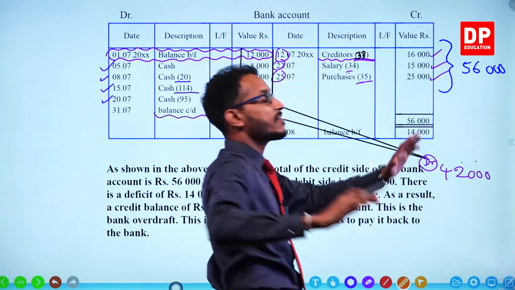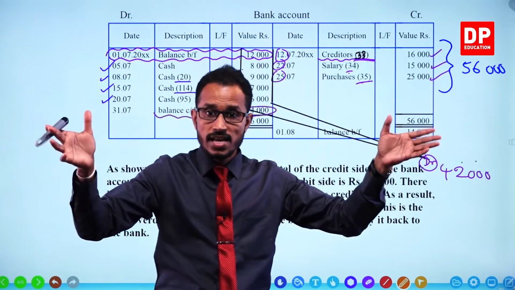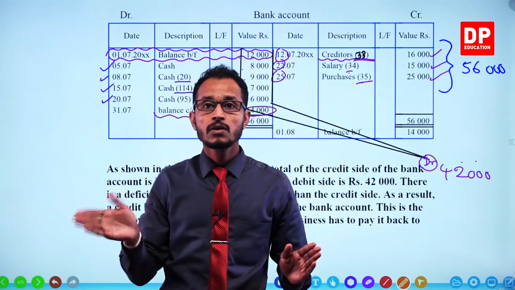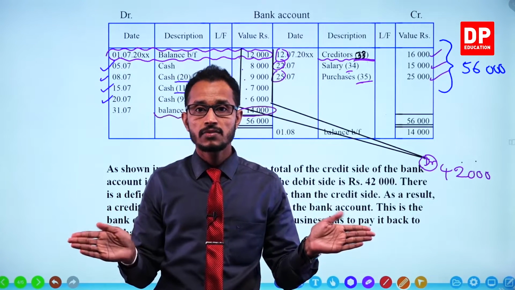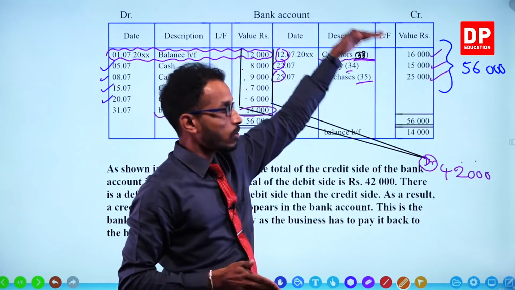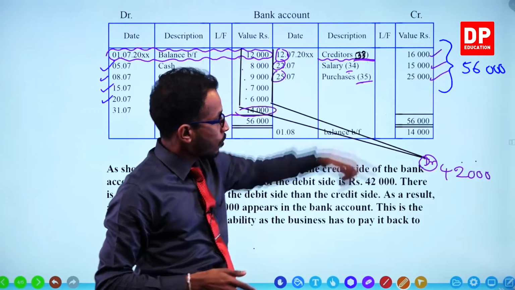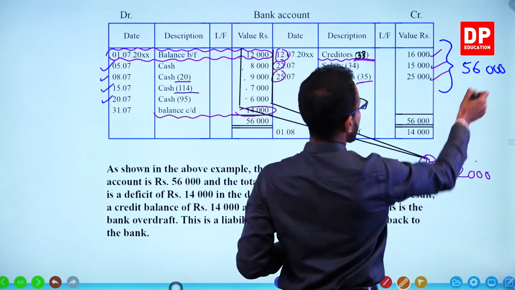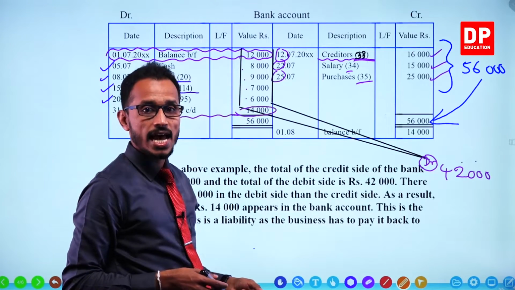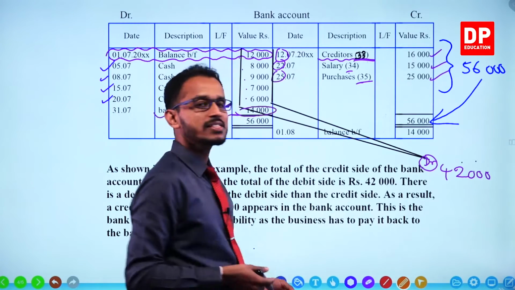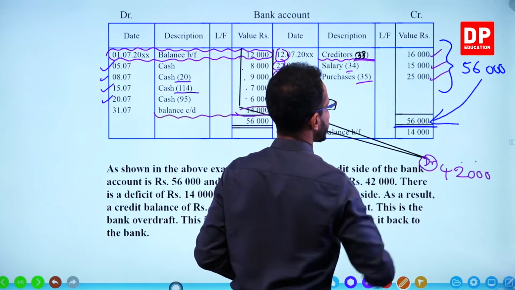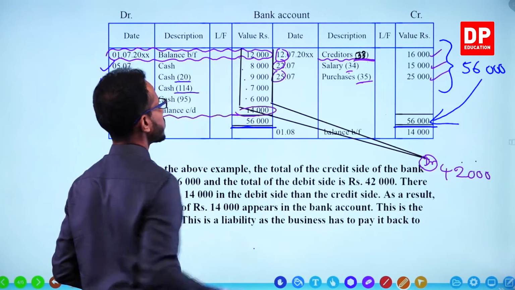Which side is having the higher total? Is it the debit side or is it the credit side? Credit side is having the higher total. This side is higher. So mention the total 56,000 inside the sum boxes, both sum boxes. Mention the higher total, both sides, 56 and 56.